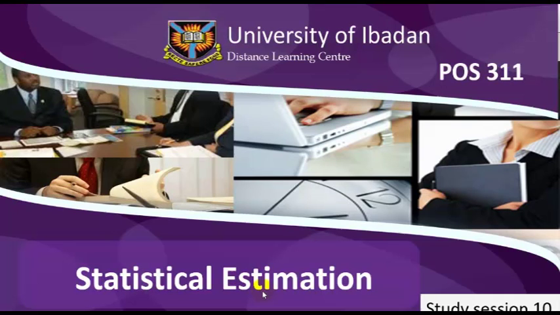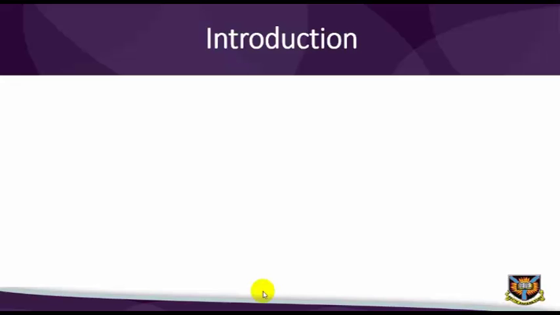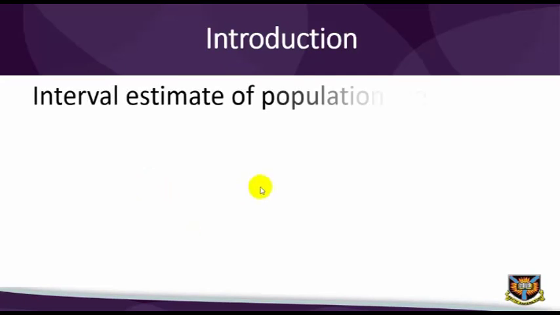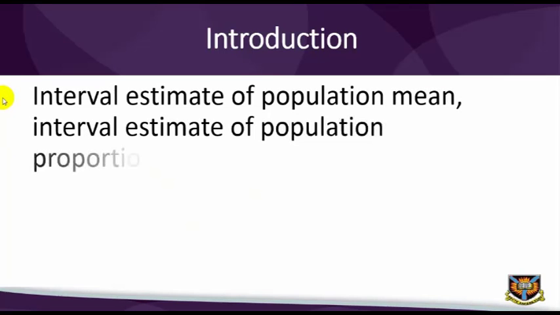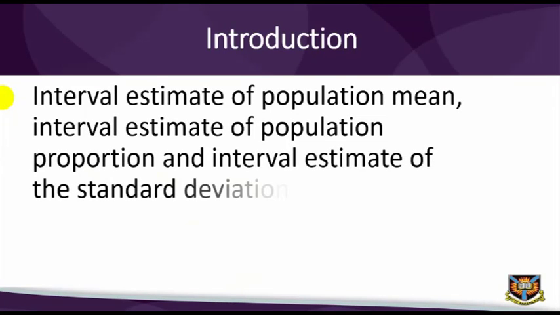Statistical Estimation. Introduction. The population parameters are often unknown and we may need to estimate them. In this lecture, we will consider the procedure by which we can estimate the population parameter from the sample selected. Specifically, we shall discuss interval estimate of population mean, interval estimate of population proportion, and interval estimate of the standard deviation.